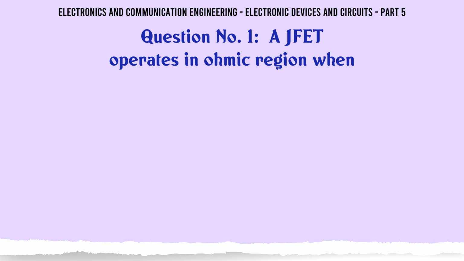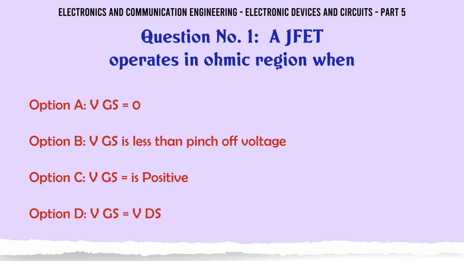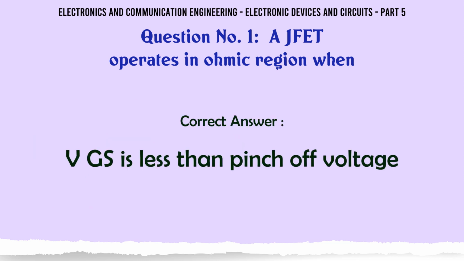JFET operates in ohmic region when A: VGS = 0. B: VGS is less than pinch-off voltage. C: VGS is positive. D: VGS = VDS. The correct answer is VGS is less than pinch-off voltage.